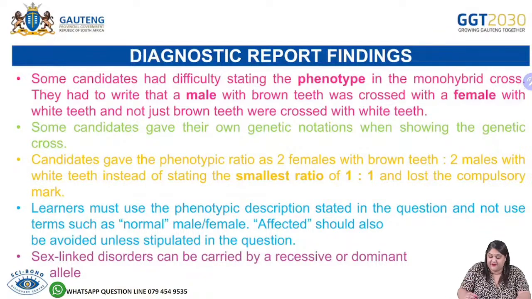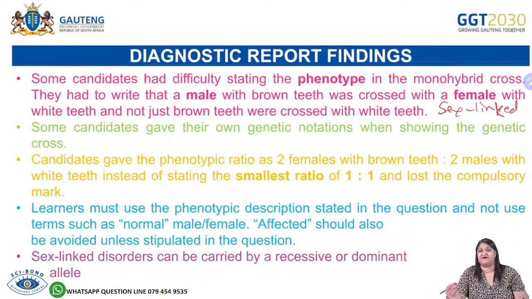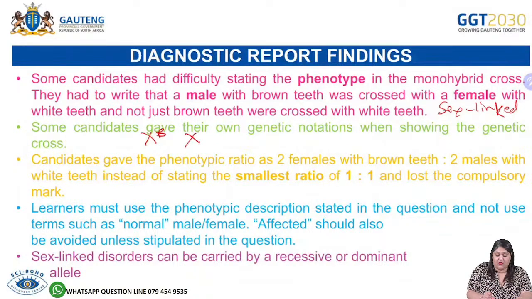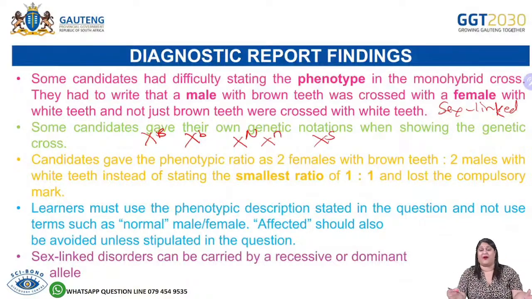This is specific for sex-linked. Okay, when it comes to sex-linked, you must say it's a male and it's a female, and then the trait. Where do you get it? From the information given to you. Some candidates gave their own genetic notations when using the genetic cross. So in the previous example, it was supposed to be like this or like this, but they decided to use N, or they decided to use S, and they did their own thing. White, W, for example. You must use what was given in the question.